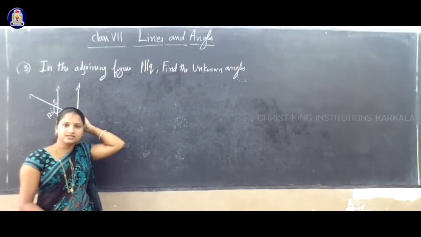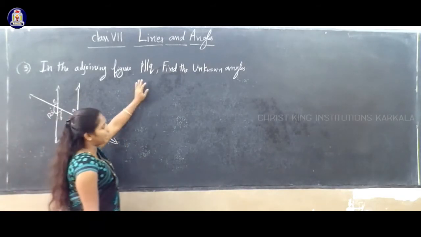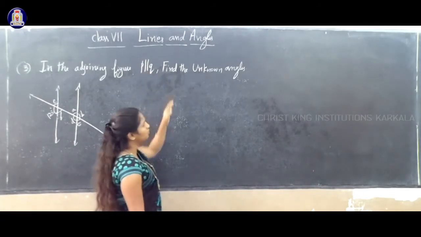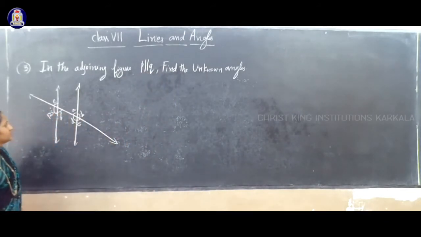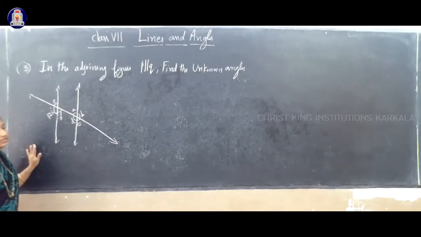Okay. The third question, see, in the adjoining figure, P is parallel to Q. P is parallel to Q. Find the unknown angles. So in this, one angle is given. Only one angle is given. Remaining all the angles you have to find out. Clear? So how to find? In the adjoining figure, the PQ.